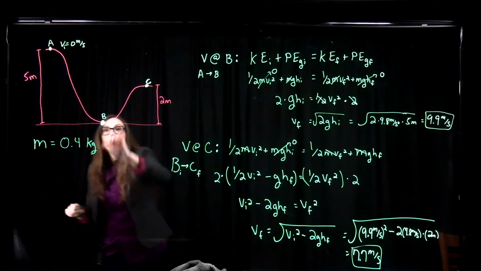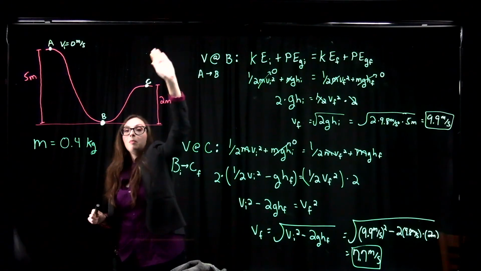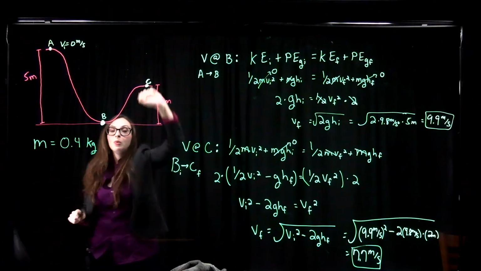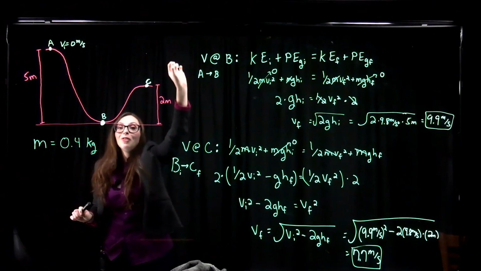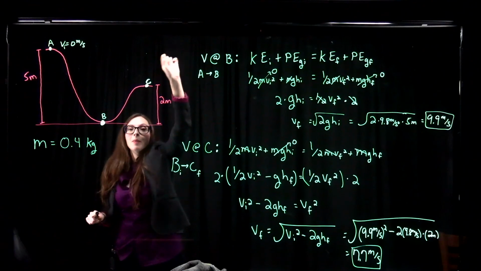And if I were able to come all the way back up to 5 meters, then my velocity at that height would be 0, because I would have, again, converted all of this kinetic energy back to only potential energy.